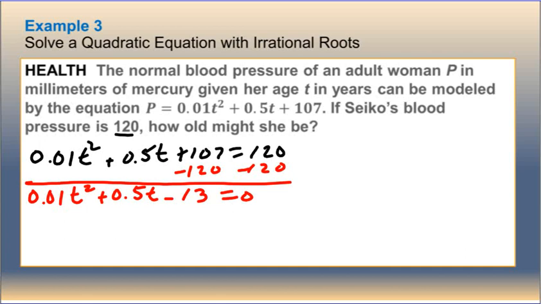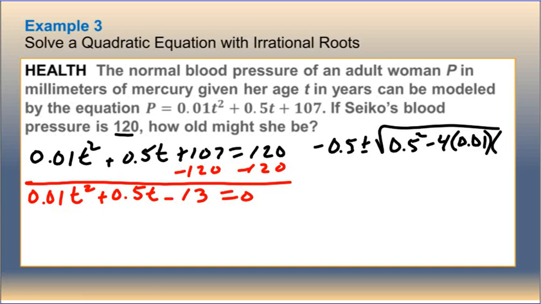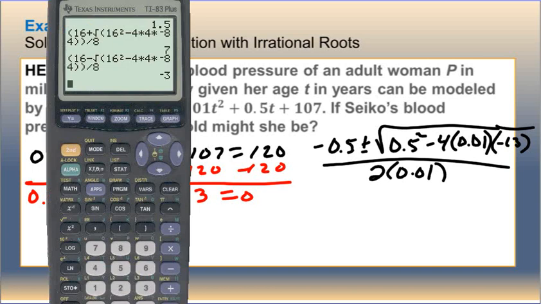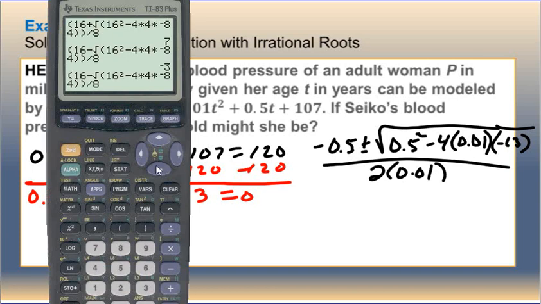And then I'm going to put this into the quadratic formula. So my b, the opposite of b is a negative 0.5, plus or minus the square root of 0.5 squared minus 4 times my a, which is 0.01, times my c, which is negative 13. Divide that by 2 times 0.01. Grab our calculator. Second, enter.